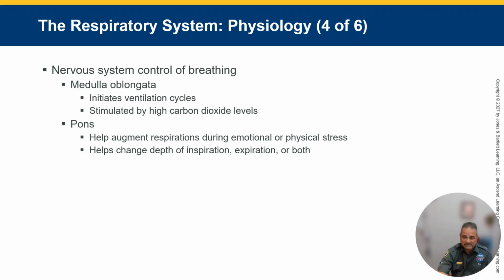Pons, they're down in the base of the medulla. They have two areas which help augment respiration during emotional or physical stress. The pons will actually get us in a state of hyperventilation because of emotion. So we may need to try to slow that down the best we can. Can't tell the pons to stop it because the anxiety is real, but we can try to control our breathing manually ourselves to begin to slow that down.